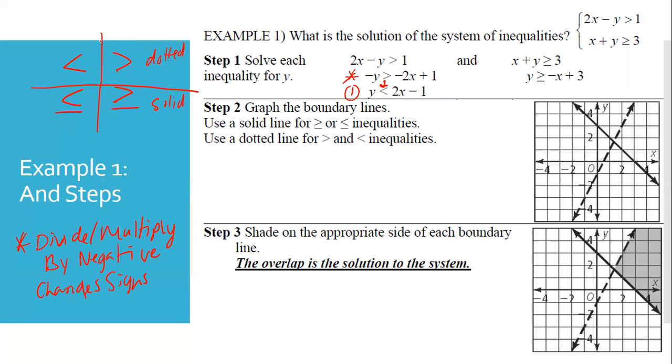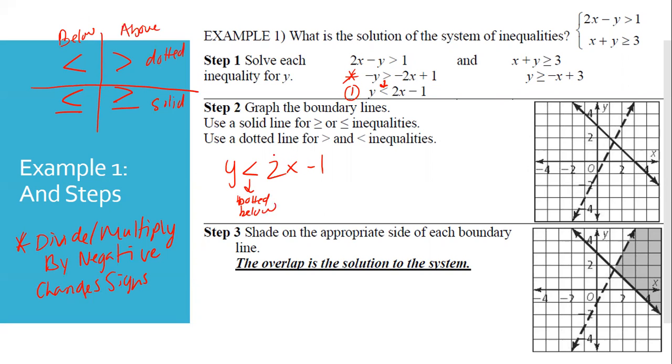Okay. Then we're going to talk about shading. So if you're going to shade, if it's less than, we're shading below, not above. We shade below. If it's greater than, we shade above. So that's how that table works, okay? So when we come over here and we look at our first line, it says that we have y is less than 2x minus 1. This tells us everything we need to know. I have strictly less than, so I know I'm going to be below and I'm going to be dotted. Do we see that? So I'm going to be a dotted line and I'm going to be shaded below.